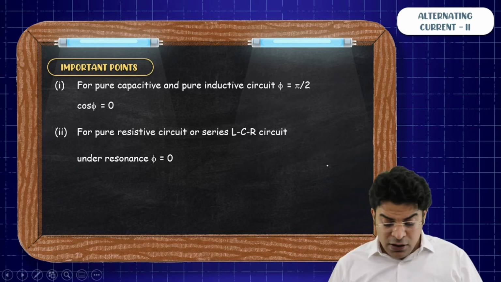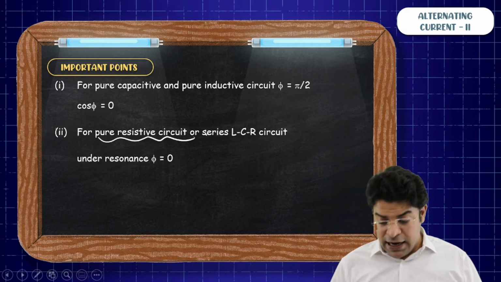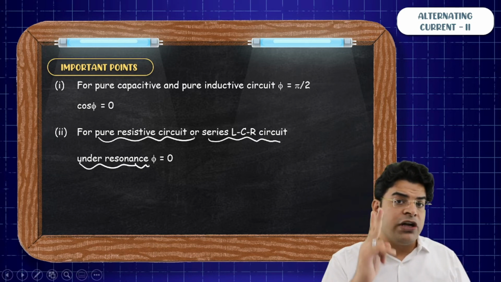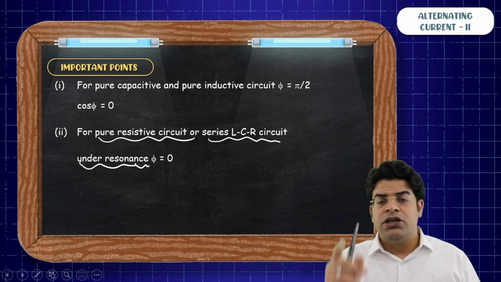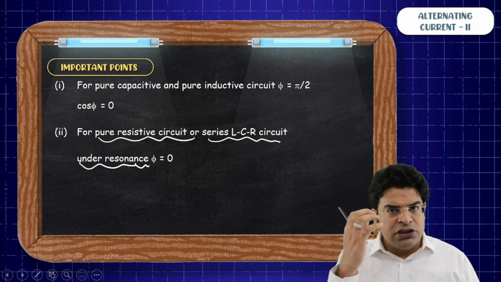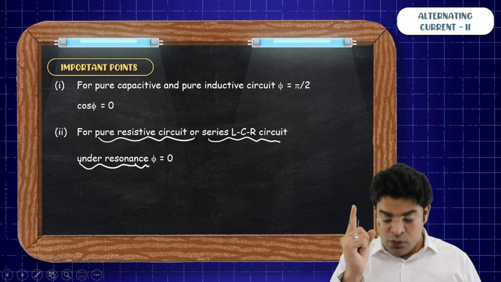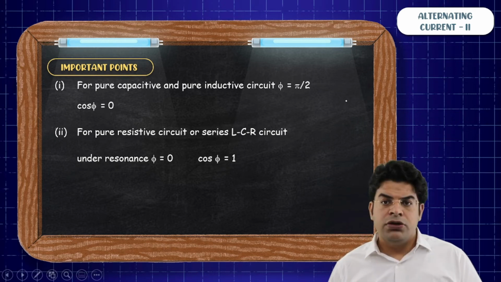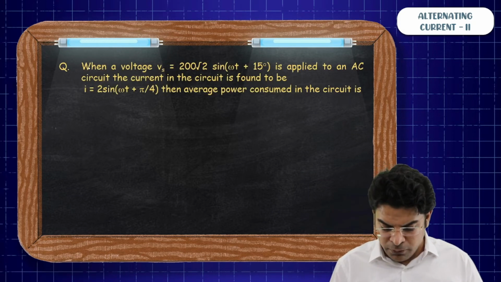So remember that for a pure resistive circuit and a series LCR circuit under resonance condition, the current and potential drop are in the same phase. So the phase difference between the current and potential drop becomes 0. So the power factor, which is cos phi, becomes cos 0, which is 1. So remember that the power factor becomes 1. Now let's do a question based on power.